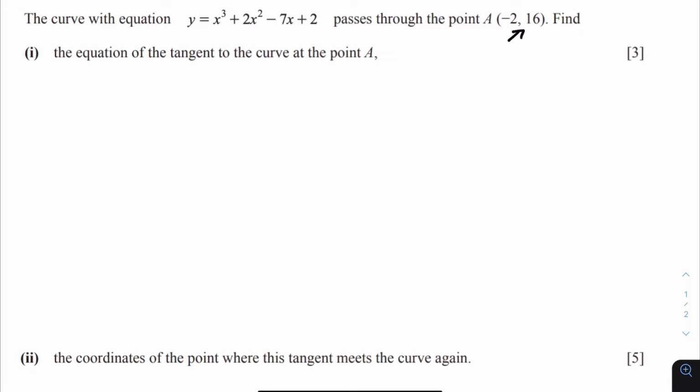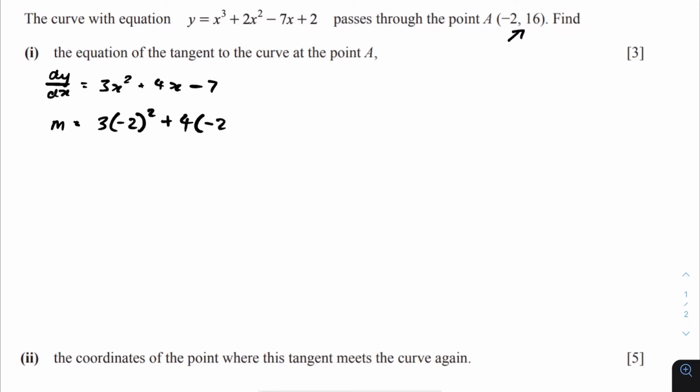First thing we do is differentiate the function when we're given this kind of problem. So dy over dx is 3x squared plus 4x minus 7. And then we have to plug in the x value of the point into the differentiated function to get our gradient, as we've seen in the previous video. That gives us 3 times negative 2 squared plus 4 times negative 2 minus 7, which is equal to 12 minus 8 minus 7, which is negative 3. So our gradient is negative 3.